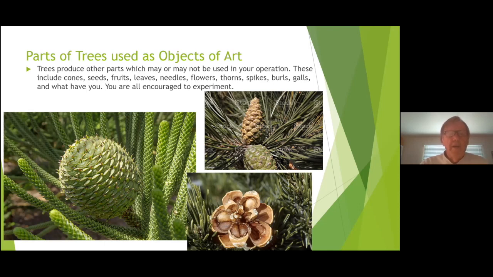Seeds, I'll talk about in a bit. And of course, the fruits. Leaves once in a while can be used for things, but it has to be an unusual leaf. Acer macrophyllum, which is the big leaf maple. In Canada, we used to use them for plates, for dinner plates, because they're quite large and they make a nice sort of aspect for serving something. Needles, flowers, thorns, spikes, these are all possibilities. Of course, burls, we'll talk about in just a sec. Galls, oak galls, when they're green still, you might be able to work with. But you just have to sort of be adventurous and see what happens.